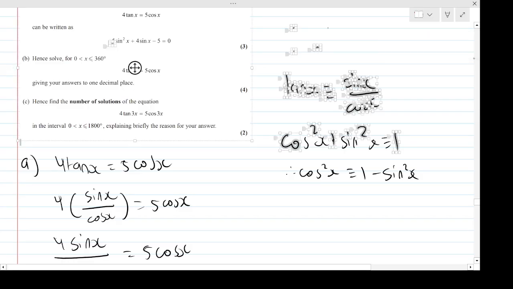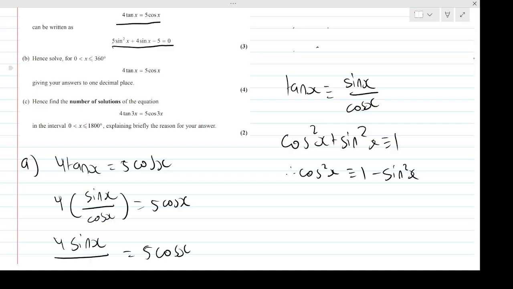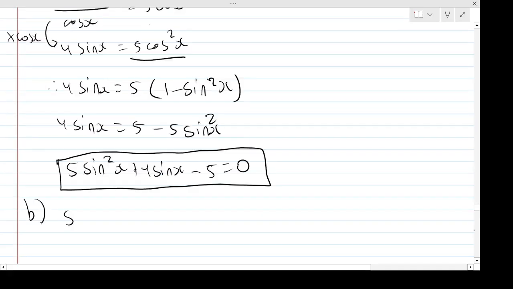So again, a very, very common exam situation. In the first part, you needed to prove something or get a simplifying equation, and then in part B you need to solve it. And we can use our alternative equation. This original equation, 4 tan x equals 5 cos x, is equivalent to the equation we worked out, so we can just solve that one instead. So we can solve effectively 5 sine squared x add 4 sine x minus 5 equals 0.